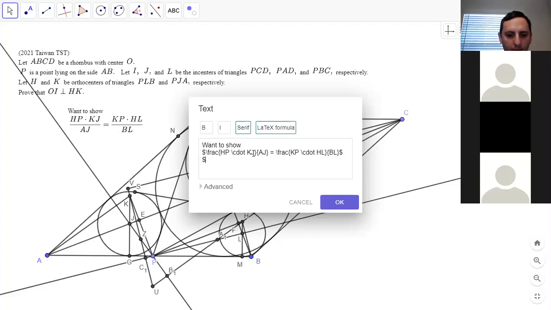So this is the same as PH times BL over HL is equal to PK times AJ over KJ. In this way, all three of these are from the same triangle, and the same with these three. Maybe that makes it easier.